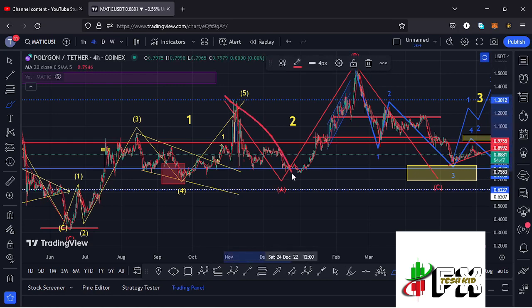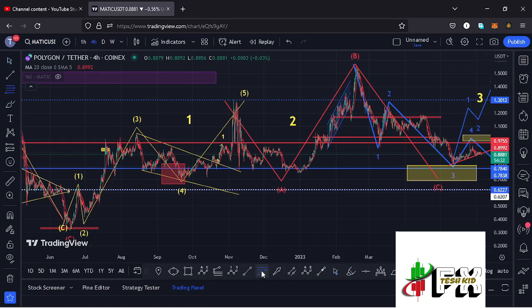Then we saw that overshooting wave B, and I'm expecting one more leg down in the formation of this wave C to fully maximize our minimum target areas in the formation of that wave 2.